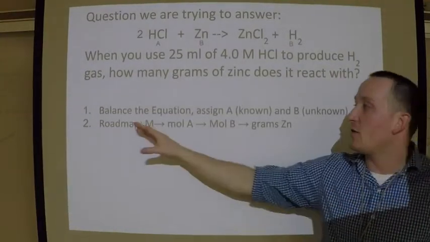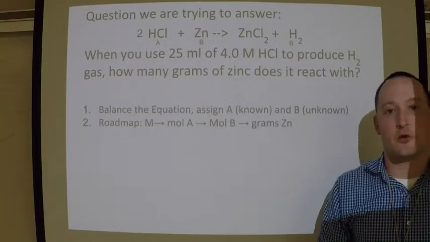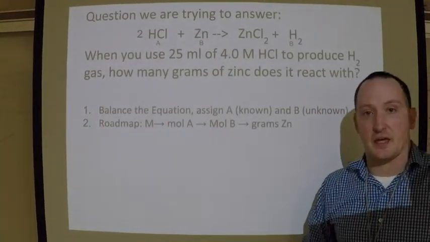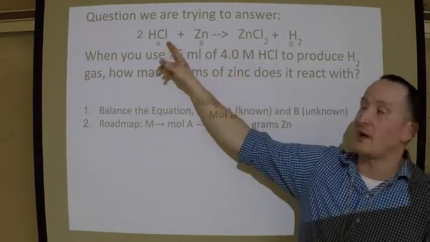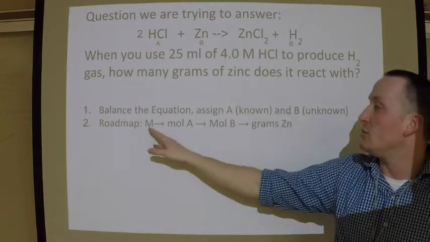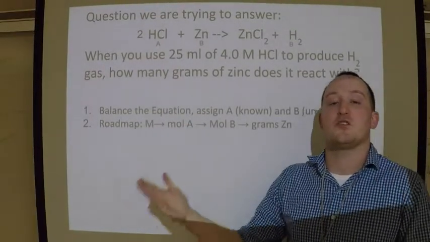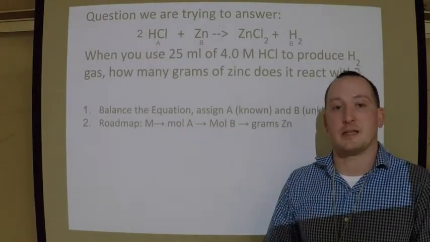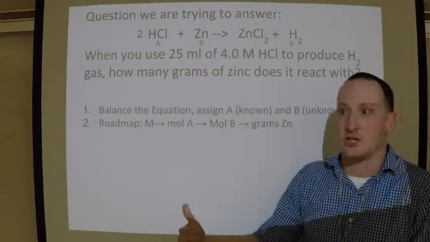Now, here is my roadmap. In other words, if you look at the roadmap that you just wrote down on your notes page, this is the track that you're going to take. You're going to start in molarity. You were given the molarity of HCl, or molarity of substance A. You need to change to moles of A. On our roadmap, we change from molarity to moles by multiplying by liters. Well, this is not in liters. This is in milliliters, so we'd have to change that.